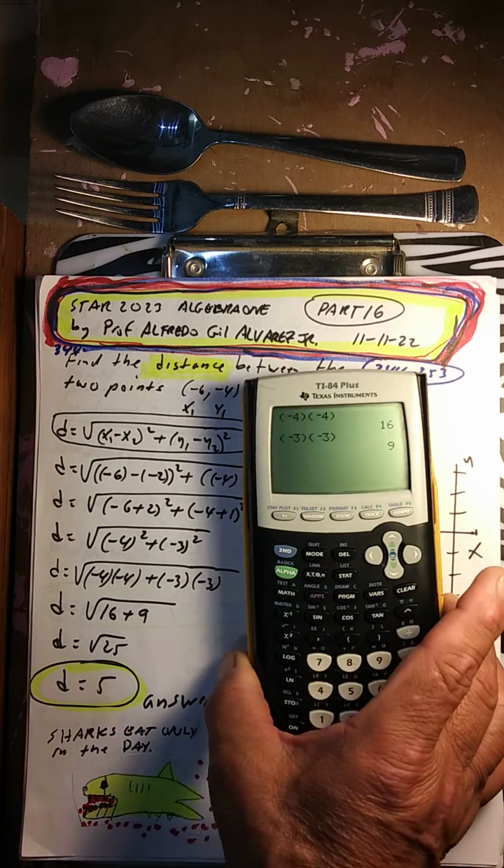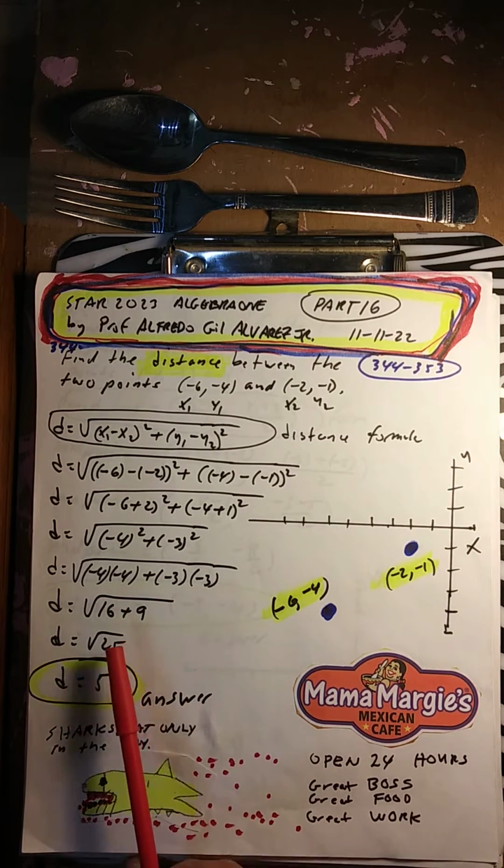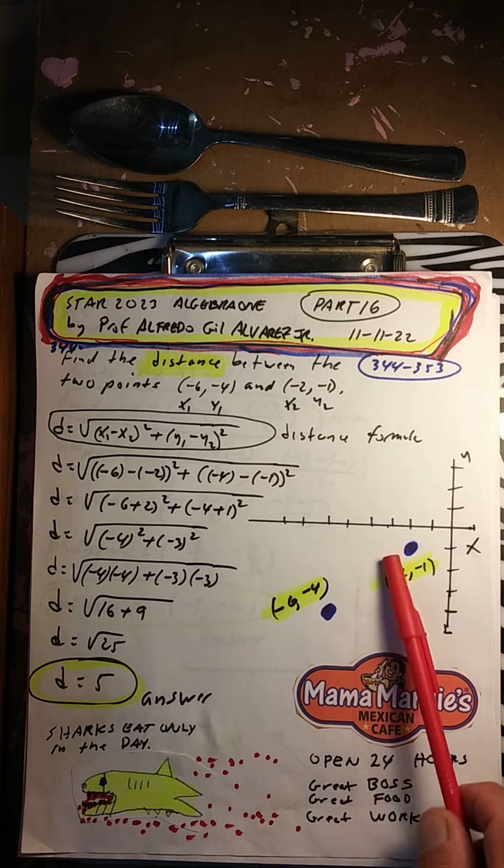And then you can add them together. Of course, you can use the machines always. So now, 16 plus 9 is 25, square root of 25 is 5. That's it. The distance is 5 between here and here.